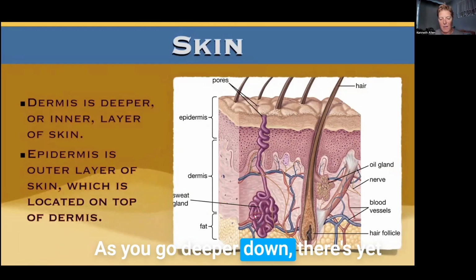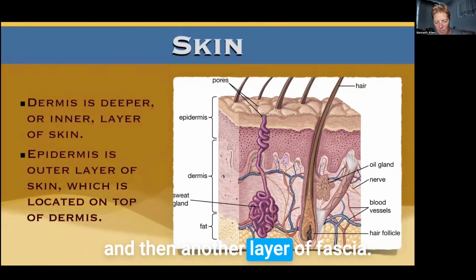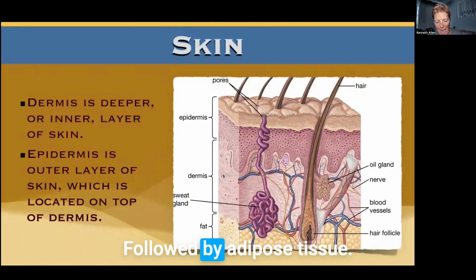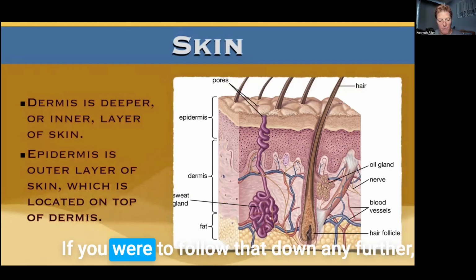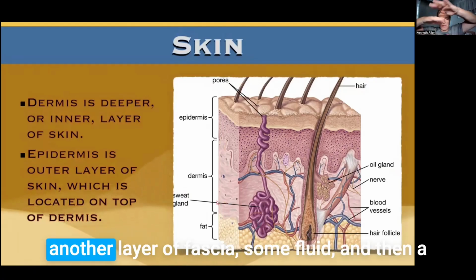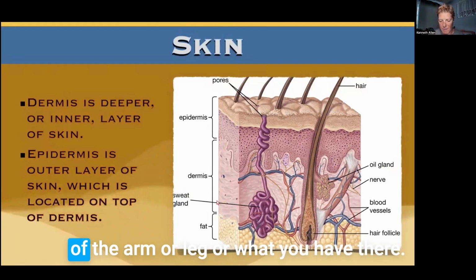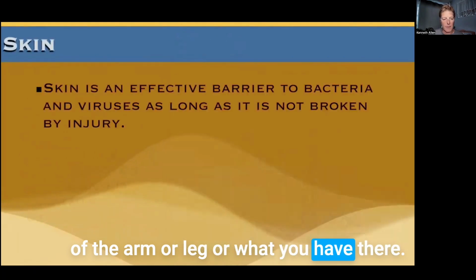As you go deeper down, there's yet more capillary shunting blood vessels, and then another layer of fascia, followed by adipose tissue. If you were to follow that down any further, that tissue would then be separated off by another layer of fascia, some fluid, and then a layer of fascia covering the superficial muscles of the arm or leg or what you have there.